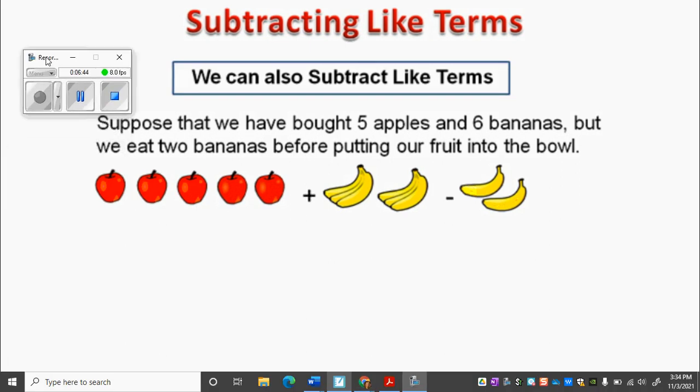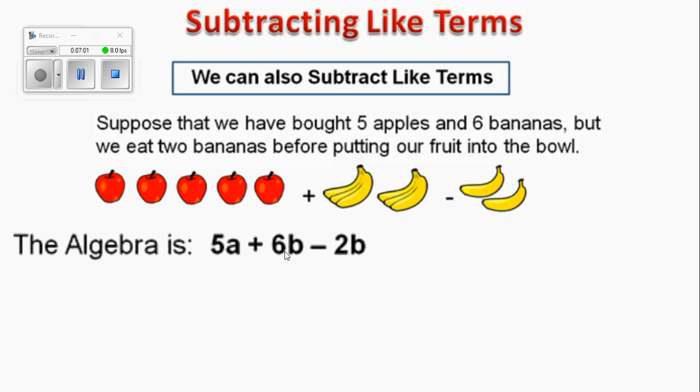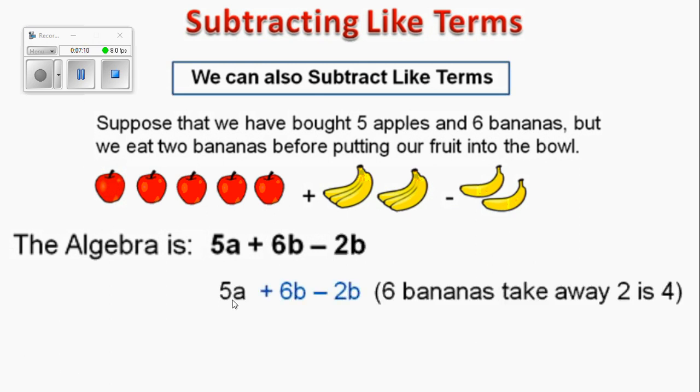Now also in your notes, at the bottom of the page, you'll see this image. And we can also subtract like terms. So suppose that you bought 5 apples and then you had 6 bananas, but you ate 2 of your bananas. Here's what it looks like in the language of algebra. You've got your 5a plus 6b, now just minus 2b. You're not going to do anything with those apples. Those are going to stay in your answer. But if you have 6 bananas and take away 2, you'd get 4. So we have 5 apples plus now 4 bananas. So when we're combining like terms, you can see that A's go with A's, B's go with B's. Okay?